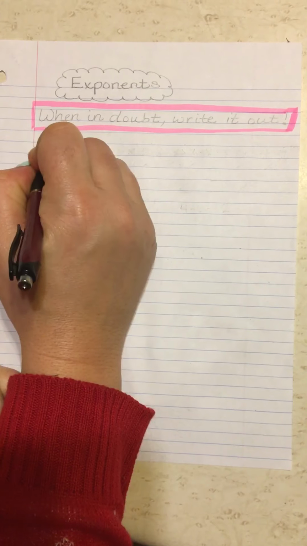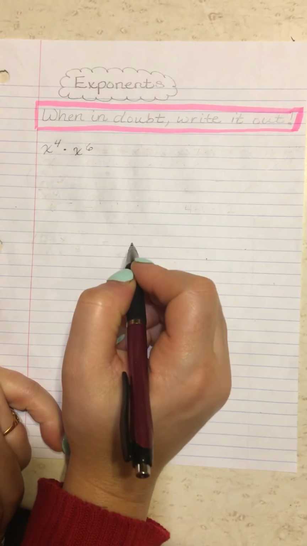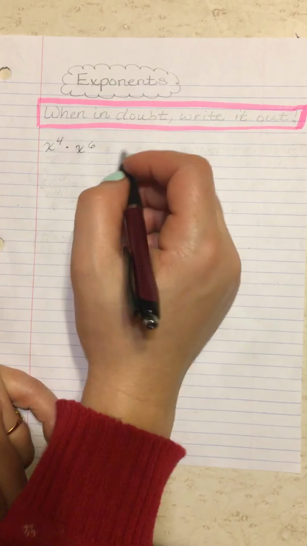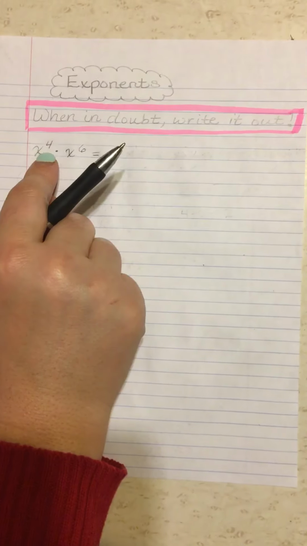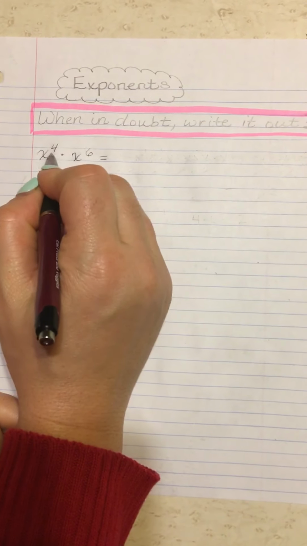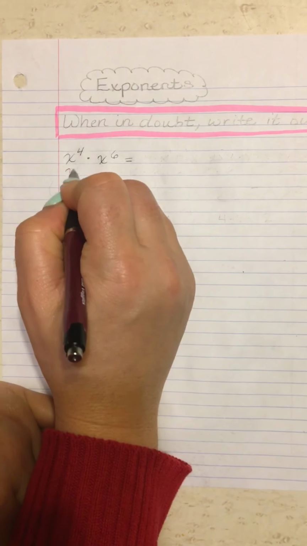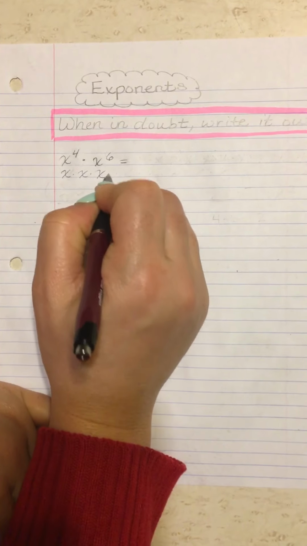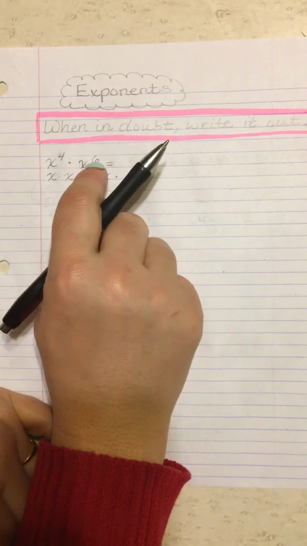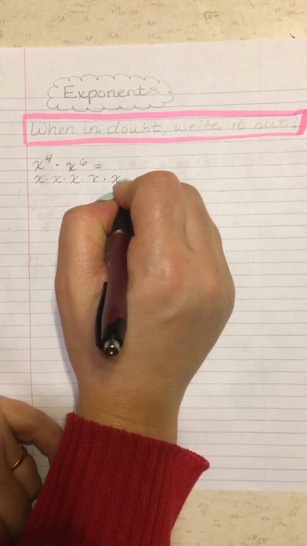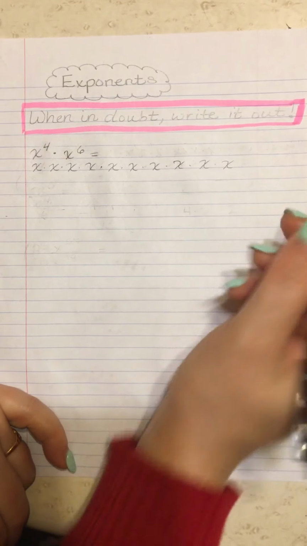Let's look at x to the fourth power times x to the sixth power. Now we might know how to do this already, but let's look at why it's the way that it is. Remember, anything to a power is that base times itself that many times. So here we're going to go x times x times x times x, because that's 4 times. And now we're going to say times, and then x to the sixth power, so 1, 2, 3, 4, 5, 6.